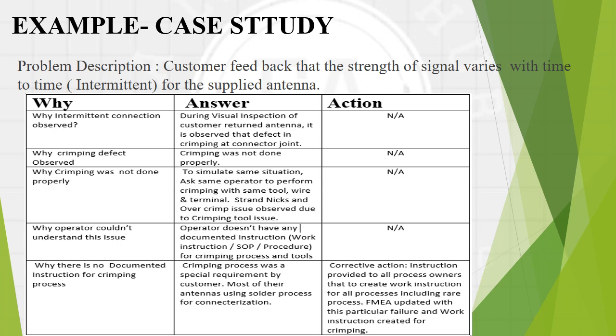So what is the final action? This is the root cause of this issue. If we find a root cause, we can take a corrective action. The instruction was provided to all process owners to create a work instruction for all processes, including rare processes. FMEA was updated with this particular failure and a work instruction was created for crimping. So this is the final action they have done. Okay.